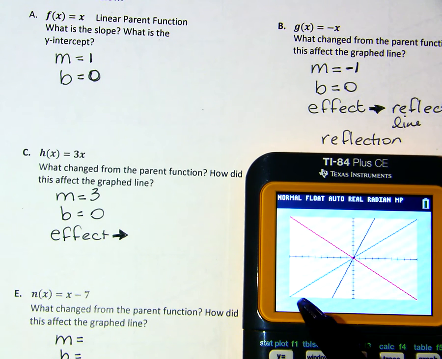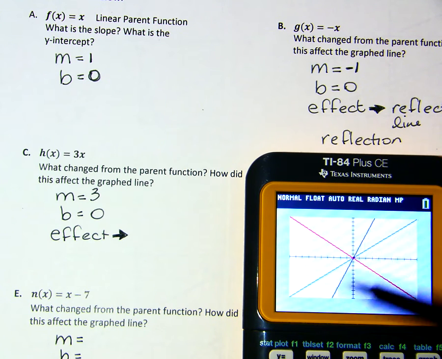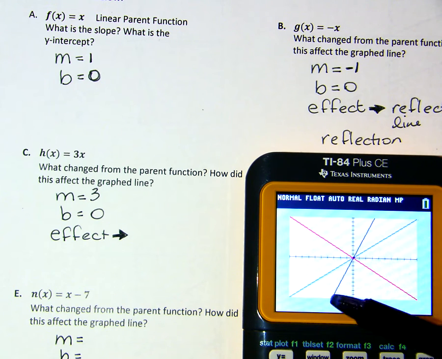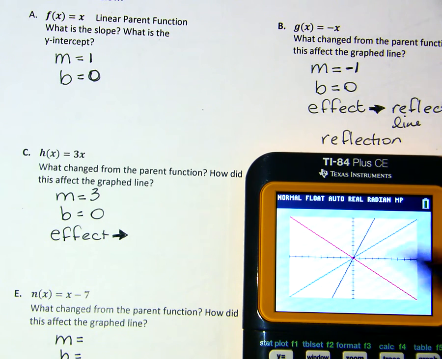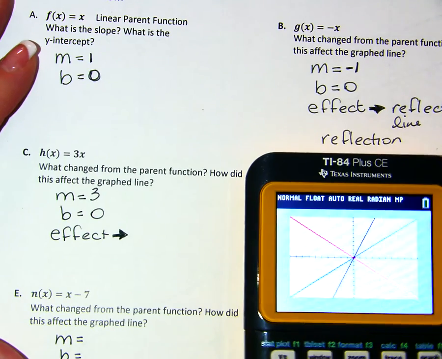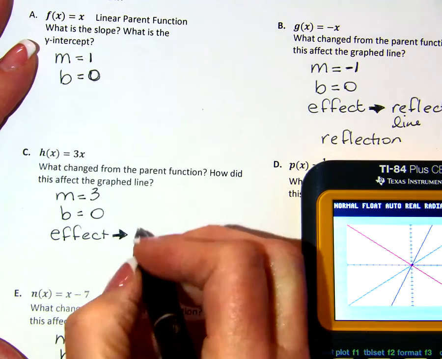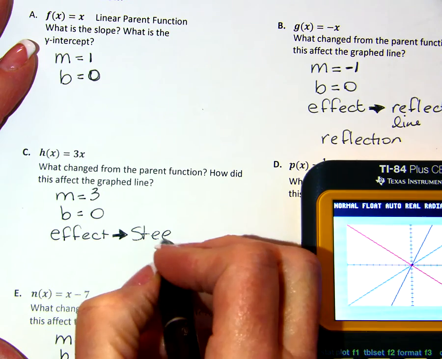first line that we did, here is our parent function. How do we compare this one to this one? Here's our parent function. This new one, h of x equals 3x, is steeper. So the effect here with the change in the slope is it is steeper.